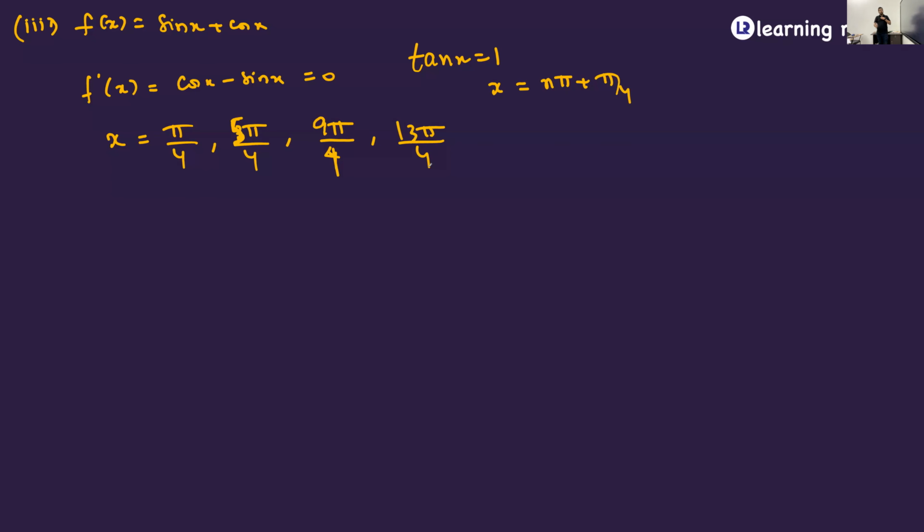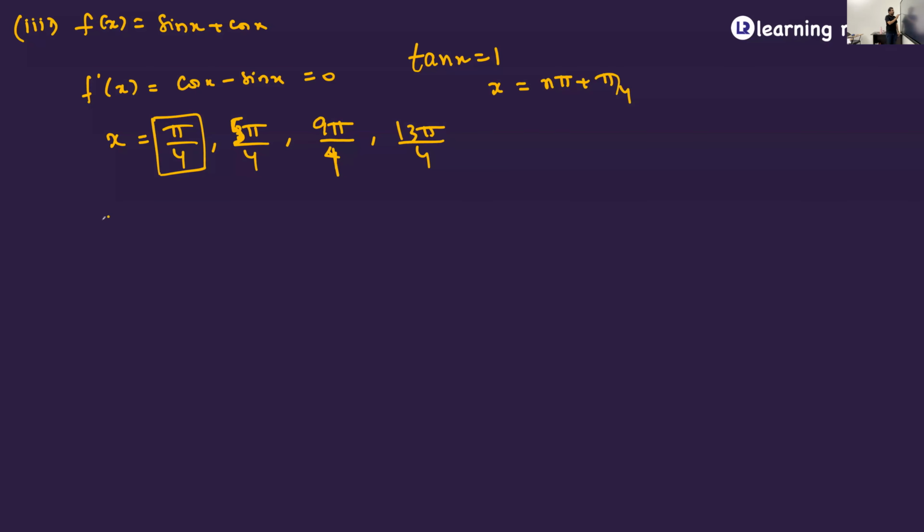You should use this when there is no restriction on the domain. When there is no restriction on the domain, this is how you need to proceed. But in this problem, since there is a restriction between 0 to pi by 2, I will take only this value.